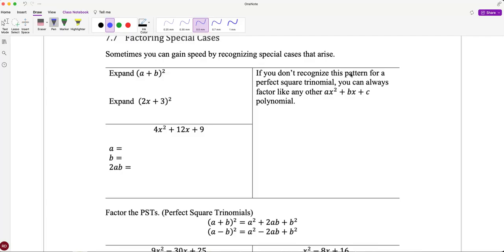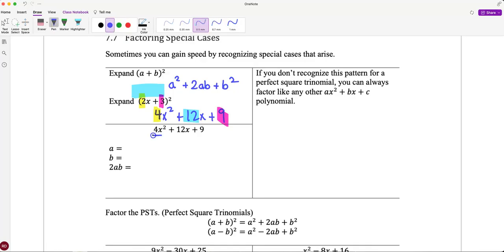Remember, a plus b squared is a squared plus 2ab plus b squared. So if I were to expand 2x plus 3 squared, that's 4x squared plus 12x plus 9. So the pattern here is you square this number to get this number, you square this number to get this number, and then multiply. If you multiply the 2 and the 3 and you double it, that's how you get the 12. So what I can do is recognize that pattern sometimes to quickly factor something.